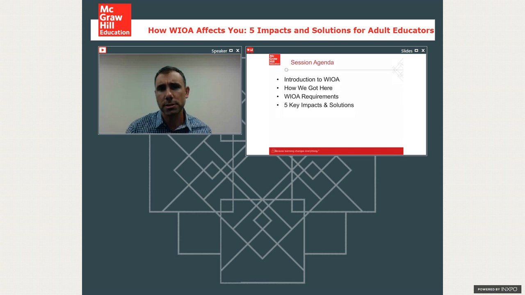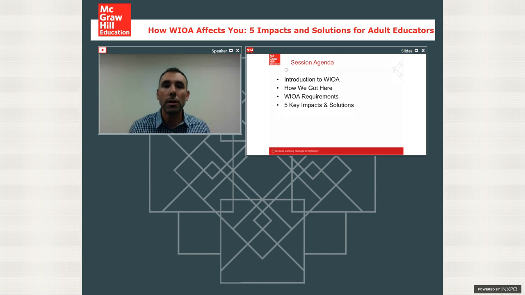The way we're going to structure today's session is going to be 4 parts. We'll do a quick introduction of WIOA, and the second part of today's presentation, I really like to get into how we got here. So we've all heard of the Workforce Investment and Opportunity Act, which is the follow-up or the reauthorization of what used to be the Workforce Investment Act.